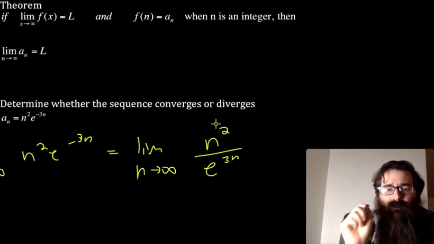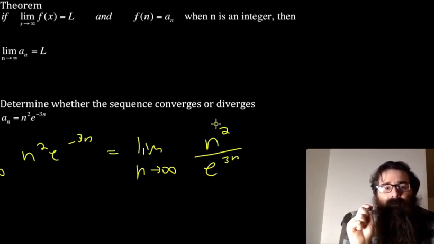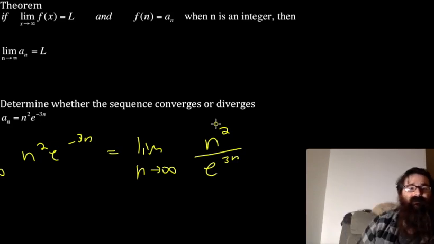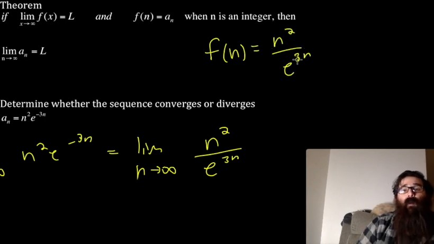If I want to take a derivative, if I want to work with differential calculus, and you better believe I want to, I need a continuous variable, which is where this theorem comes in. It says, okay, let's think of this as a function of n. So I'll make some notes up here. My function of n is n squared divided by e to the 3n. And I want to model from this a function of continuous variable x.